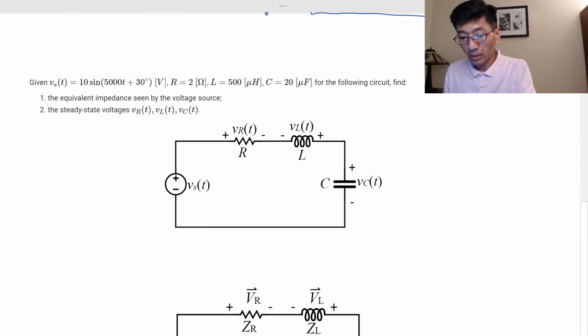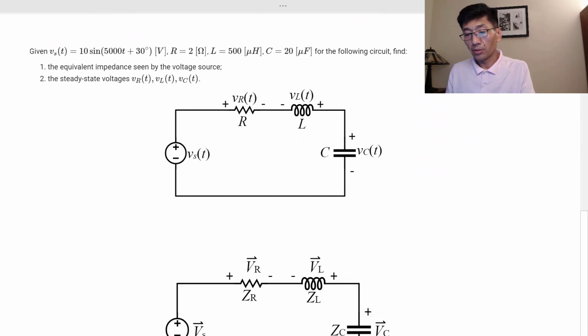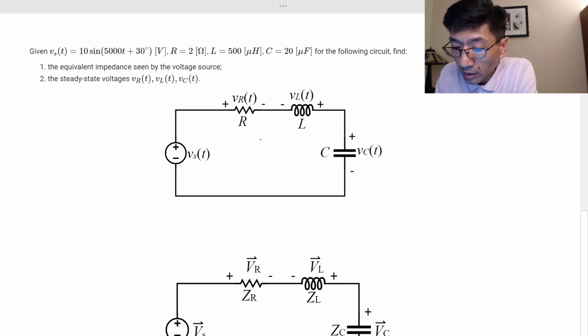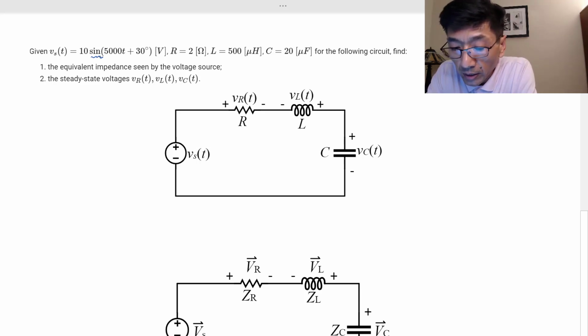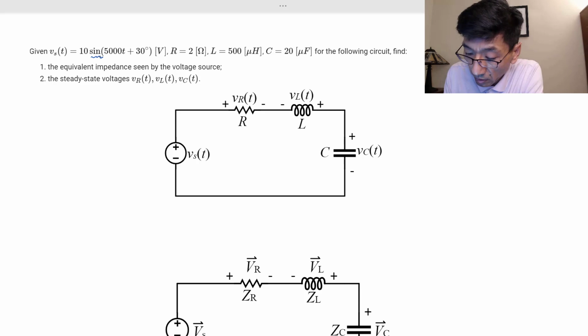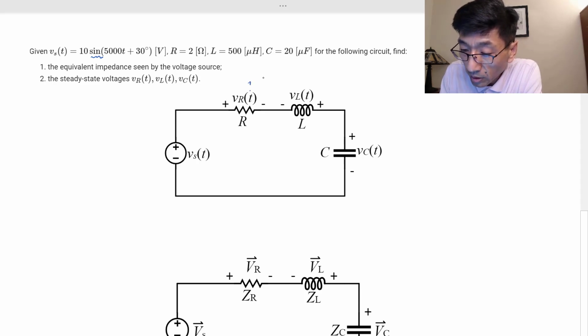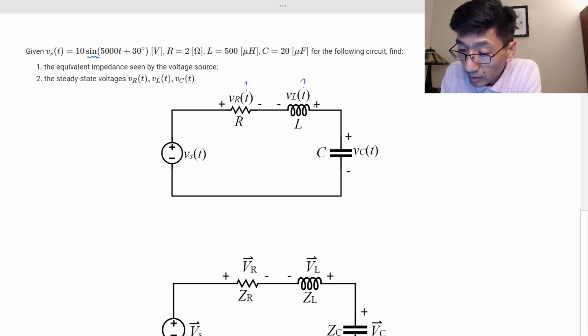This example is in the Google Colab notes. In this case, we have an RLC in series, and we have a sinusoidal voltage. Pay attention that the sinusoidal voltage here is given in sine, not cosine. We're trying to find the equivalent impedance Z sub EQ seen by this source, and also the steady state voltages V sub R, V sub L, and V sub C. Pay attention to the voltage reference marks for V sub L and V sub C.